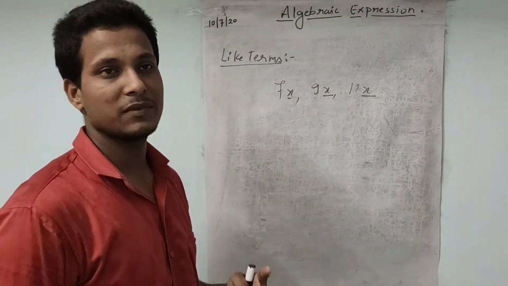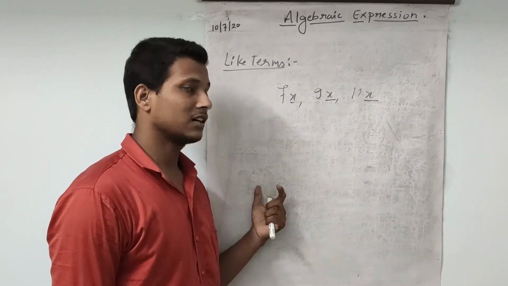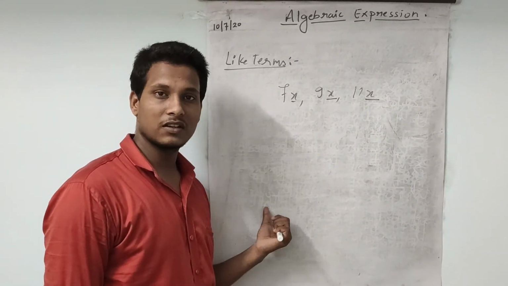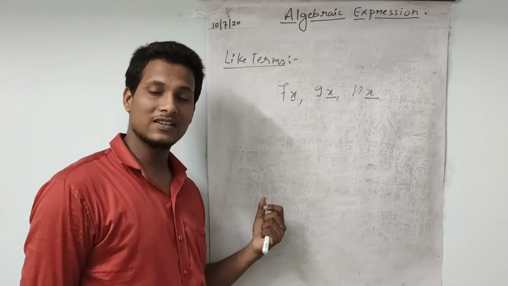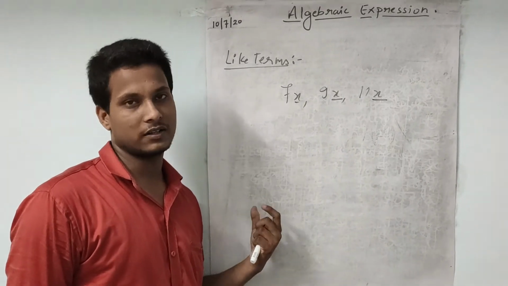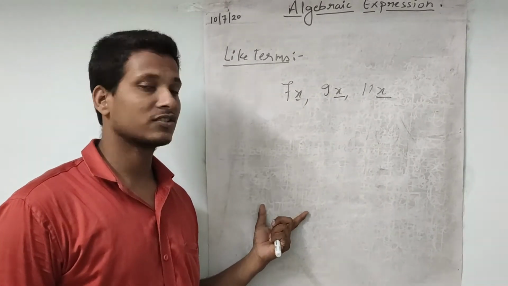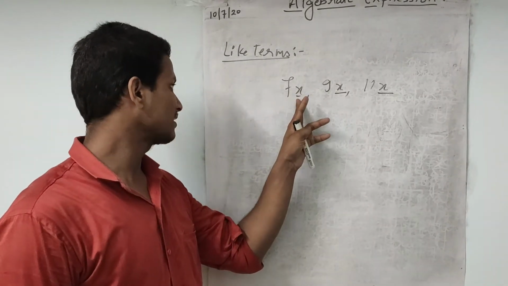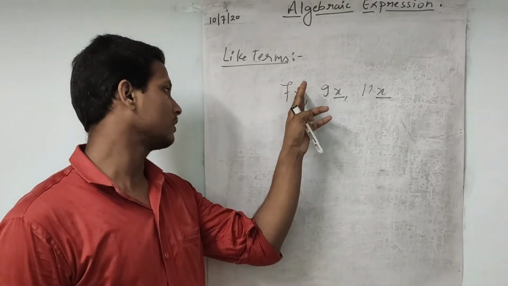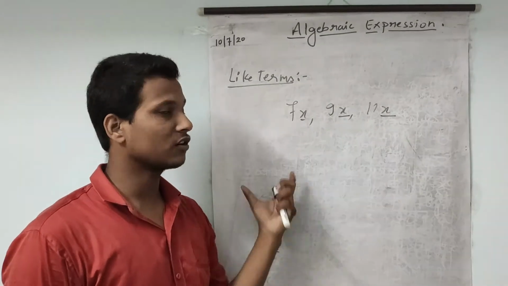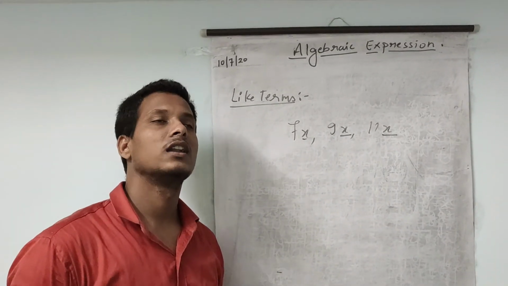If both conditions are met, meaning first all the terms must have the same variable, and the variables have the same degree or power. Degree or power are the same thing. Then it is called like terms. Here x is the variable and the power is 1. So all of these terms are called like terms.